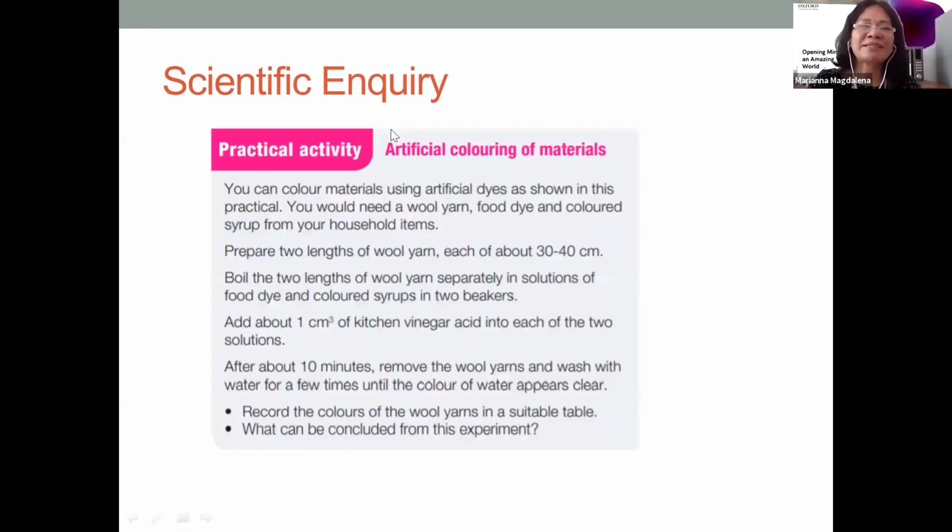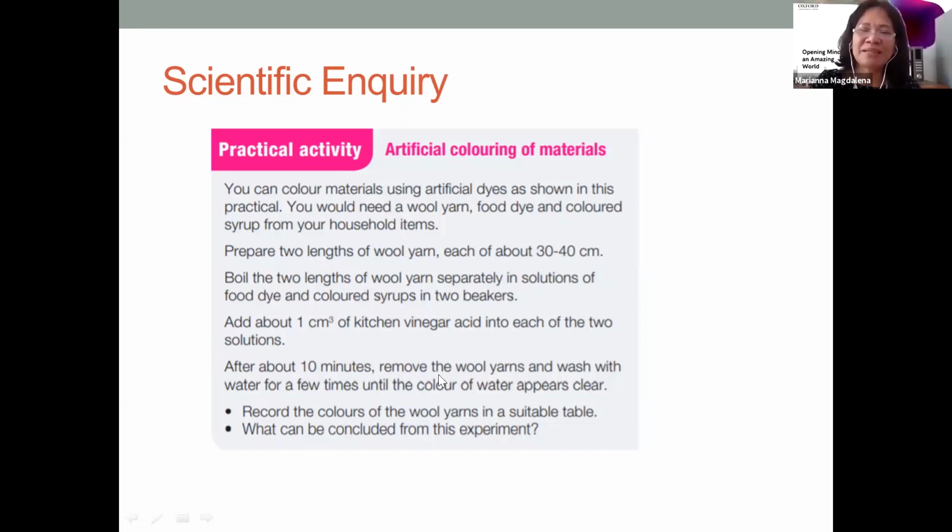Okay, let's look at this part of the resource. This is about artificial coloring of materials. You can color materials using artificial dyes. As shown in this practical, you would need a wool yarn, food dye, and colored syrup from your household items. Prepare 2 lengths of wool yarn, each of about 30 up to 40 centimeters. Boil the 2 lengths of wool yarn separately in solutions of food dye and colored syrup in 2 beakers. Add about 1 centimeter cube of kitchen vinegar acid into each of the 2 solutions.